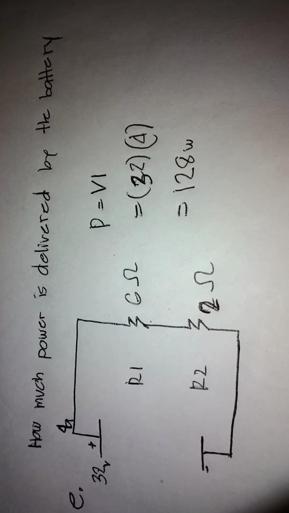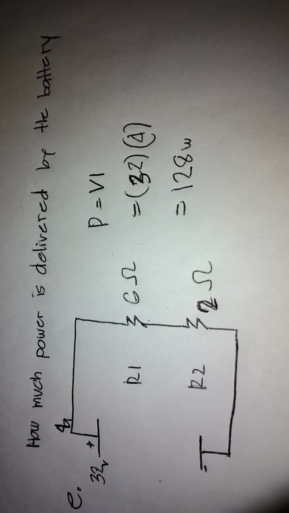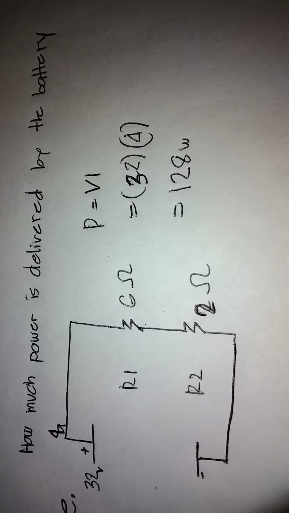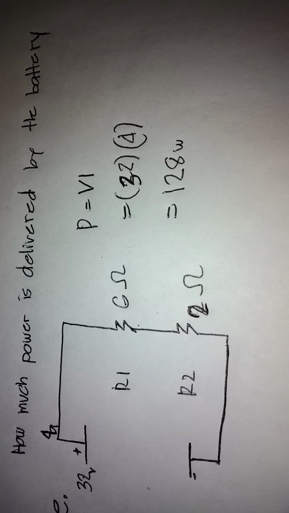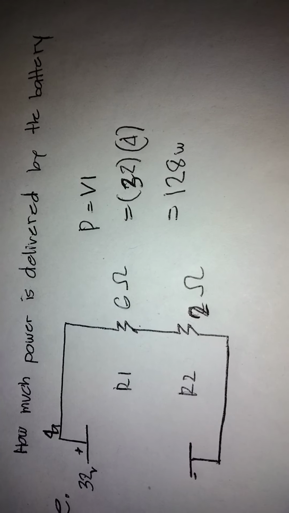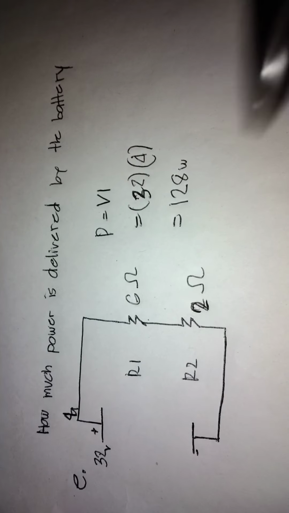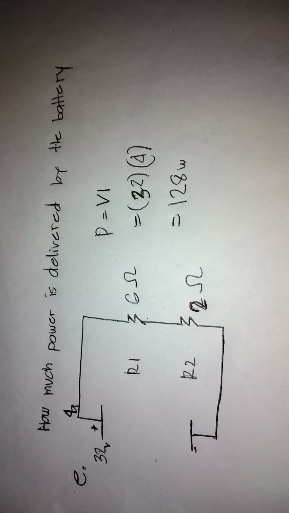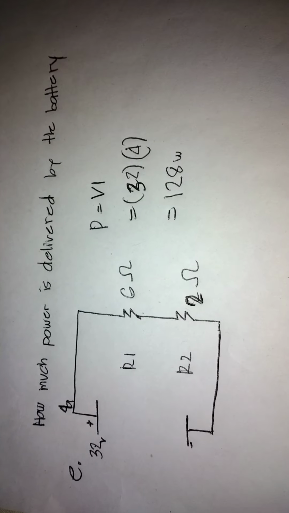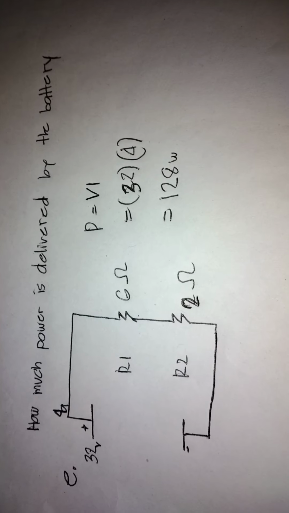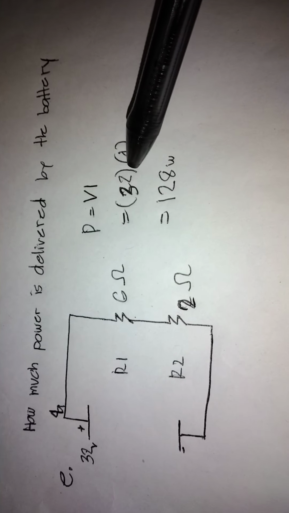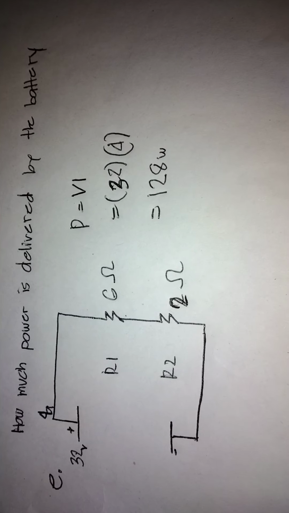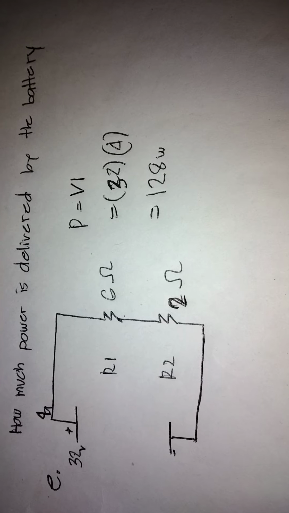And now, for the last one, E: how much power is delivered by the battery? So we have here P is equal to volts times amps. So we have 32 volts and 4 amps, for a total of 128 watts. So 32 times 4 is equal to 128 watts. So that's it for today.